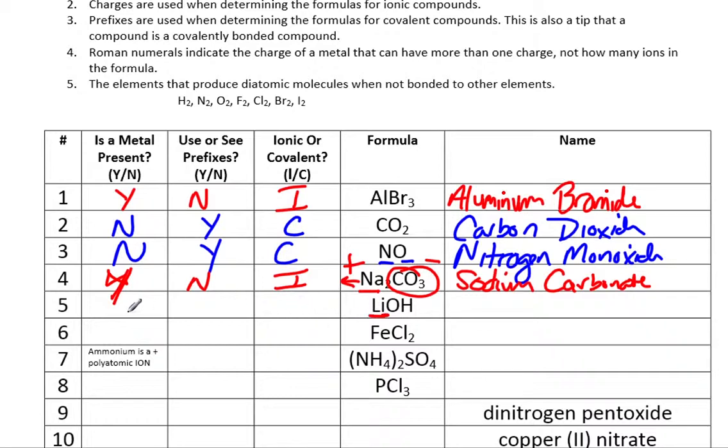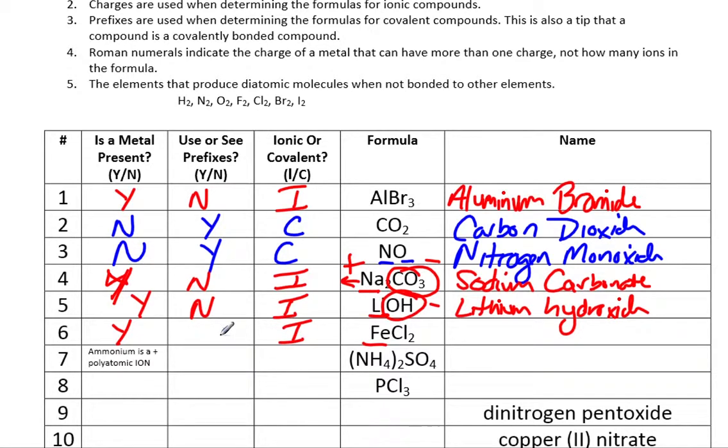The next one, lithium, that's a metal. That means it's ionic. That means I don't use prefixes. So I got lithium as my cation, so I write that down. That's my positive ion. And then OH, that's a group. That's my negative anion, so that's hydroxide, lithium hydroxide.